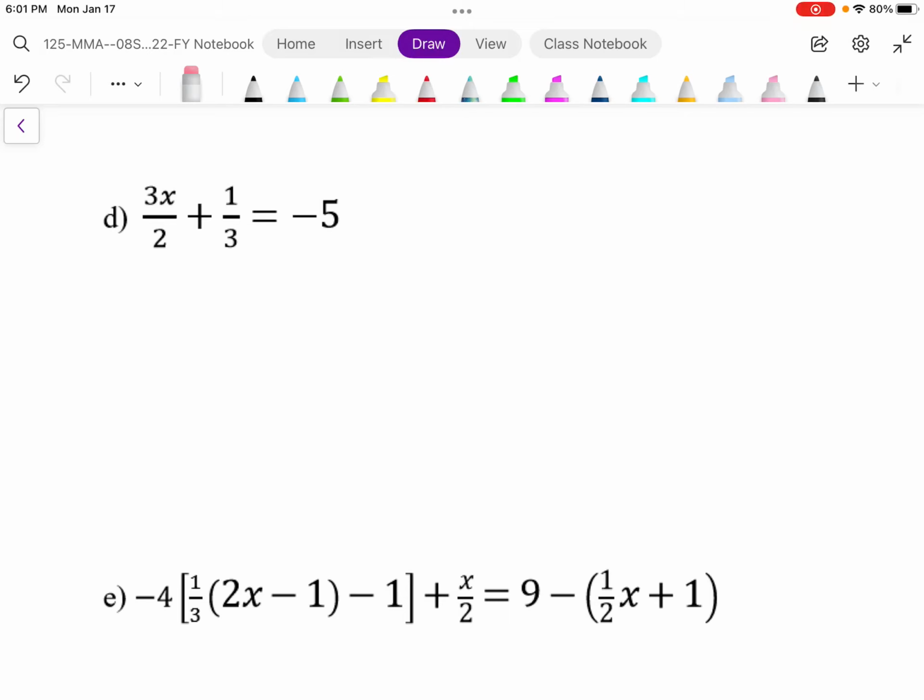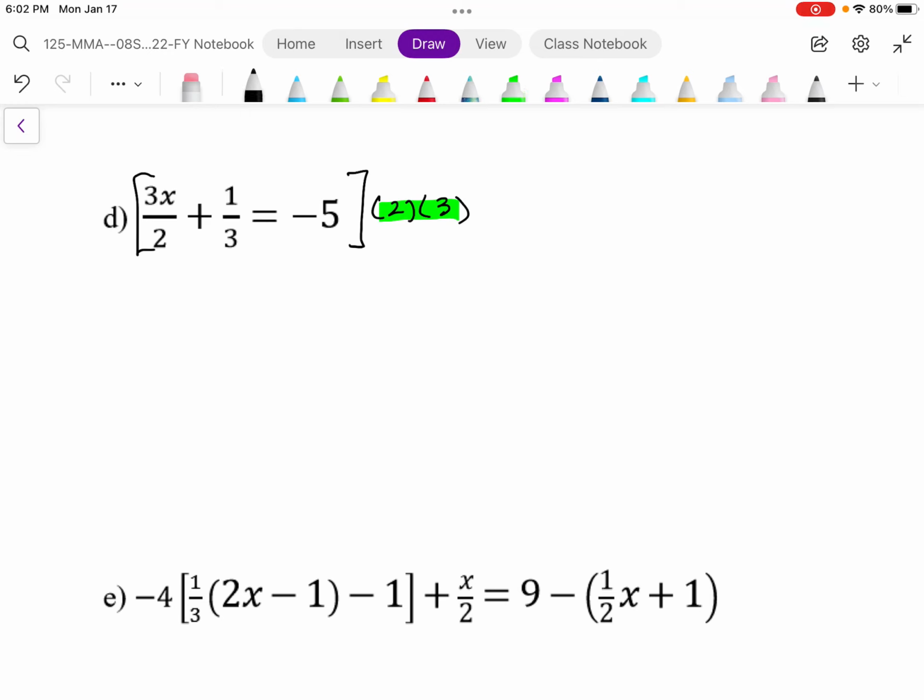In this example, we have two denominators that we need to get rid of. We need to get rid of a divide by 2 and a divide by 3. So what I want to do is multiply the whole equation by a factor of 2 and a factor of 3. So I'm just going to highlight these multipliers. We're going to multiply both sides.